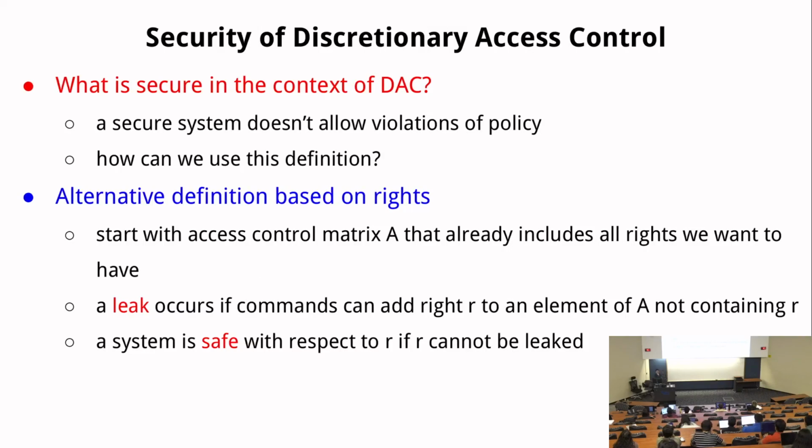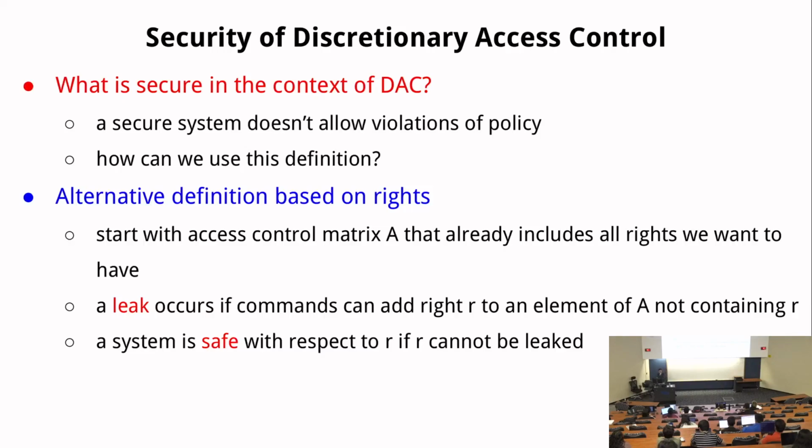So what is secure in the context of DAC? Basically, a secure system doesn't allow violation of policy. So let's assume at the beginning, the system already has an access control matrix. It doesn't have to be stored somewhere. It's just logically, there is an access control matrix. And that matrix already has all the rights we want to have. This should not be updated. It should not be changed.